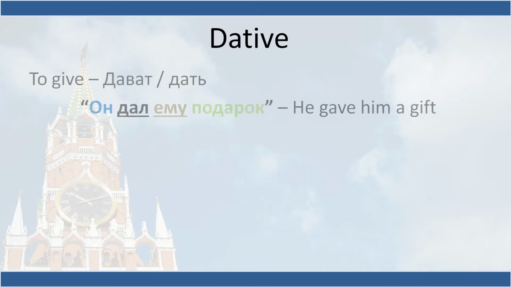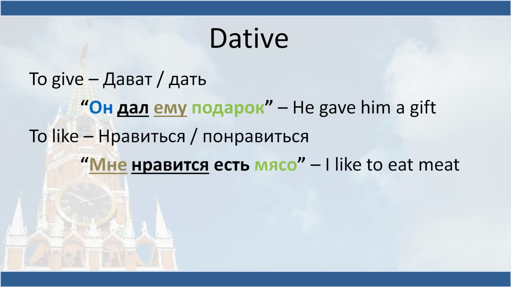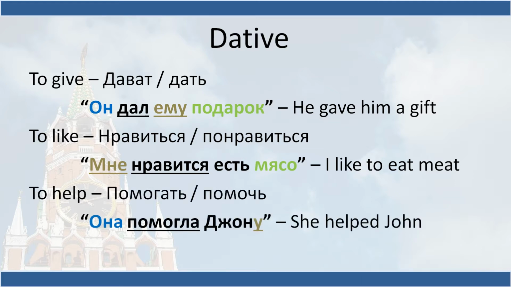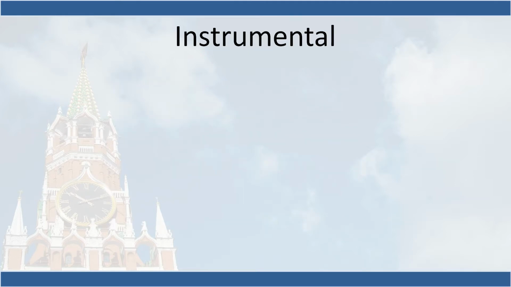Dative. To give, давать, дать. Он дал ему подарок, he gave him a gift. To like, нравиться, понравиться. Мне нравится есть мясо, I like to eat meat. To help, помогать, помочь. Она помогала Джону, she helped John.